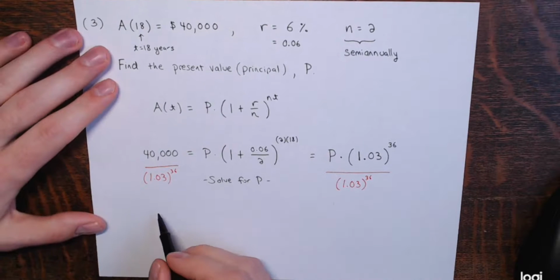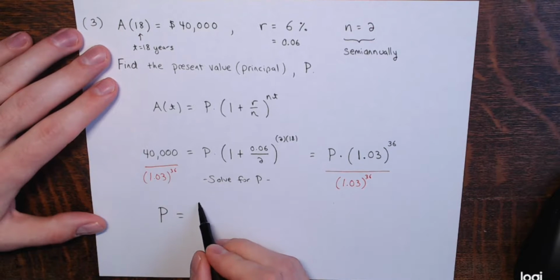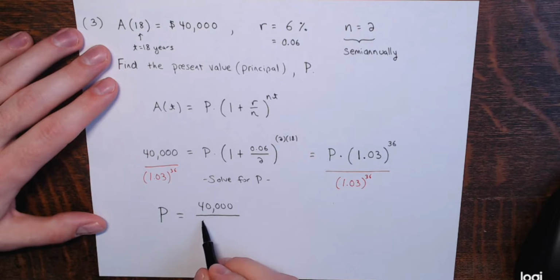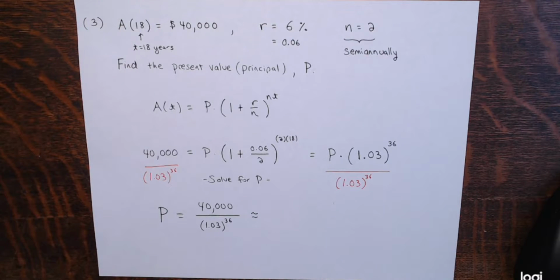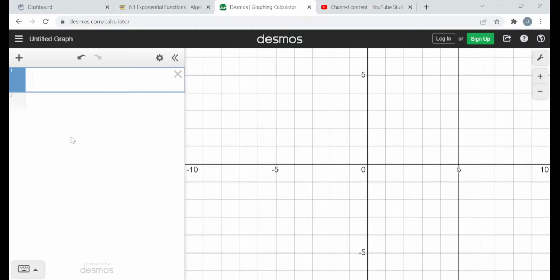I'll put it into a calculator, but we have P equals whatever 40,000 divided by 1.03 to the 36 power is. And again, we'll round this to the nearest cent. So back to the calculator. Let's get rid of that. And we'll take 40,000 divided by 1.03 to the 36th power.